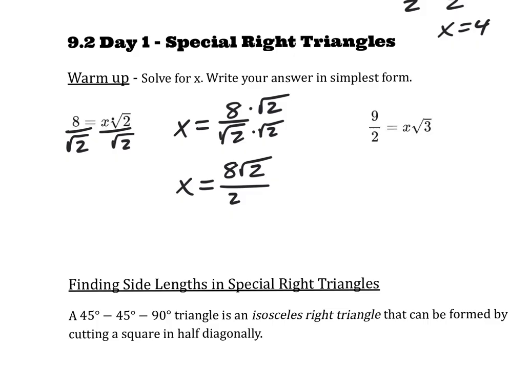Now, we can simplify this, okay? But this is where you got to be really careful. When I simplify this, I can reduce these numbers because they're outside of the radical. I can't reduce this 2 and this 2 because this 2 is under the radical, okay? It's connected to that radical. So I'm going to reduce the 8 and the 2, and that becomes 4 radical 2.